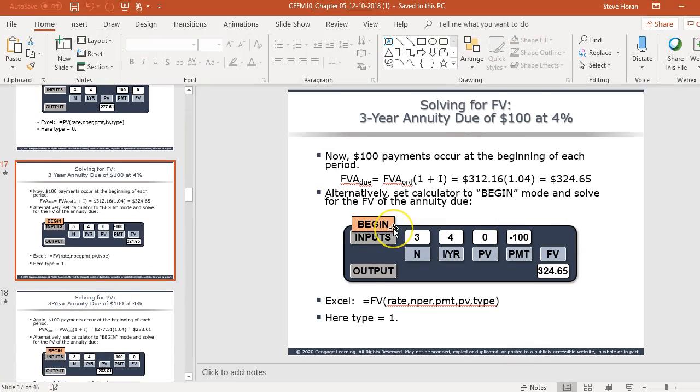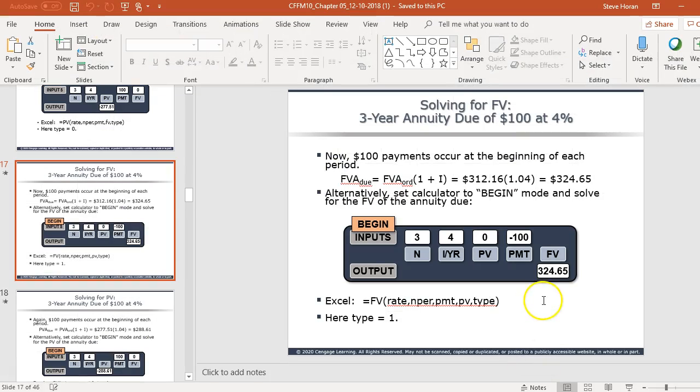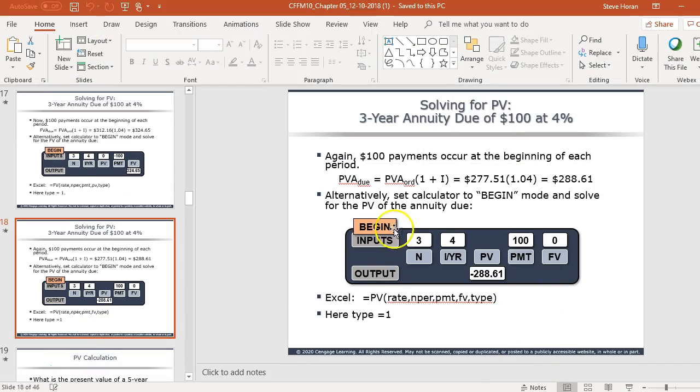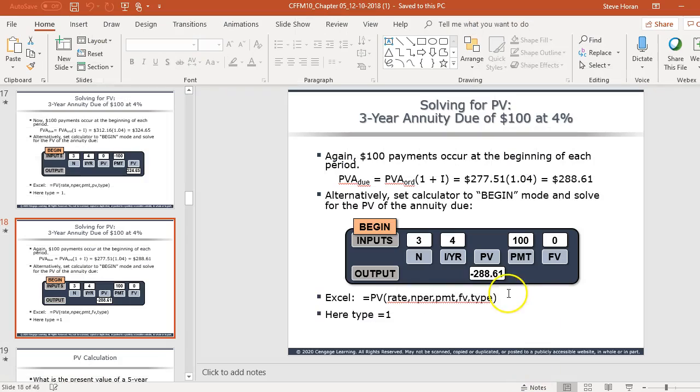And then we can do the annuity due, and this is just about timing of the payments. Do they happen at the beginning of the period or the end? Due means beginning of the period. Ordinary means the end. We'll use the same exact numbers. So we'll go right here, $100, 4%, 3 years, I get 324.65, just like I did here. Then we do the same thing on the present value, 3 years, $100, 4%, and I get the 288.61, just like it says right there.